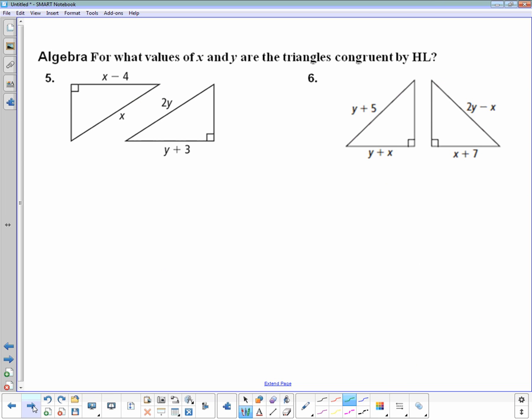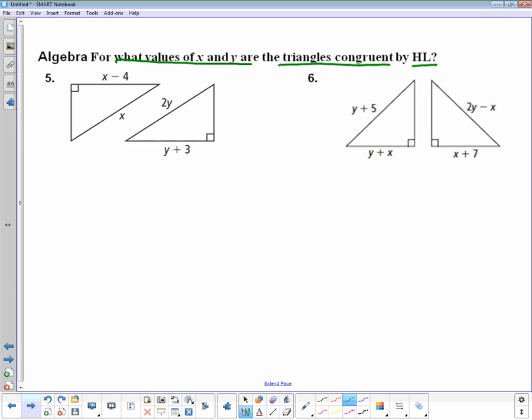All right. This kind of a problem is important. This kind of a thing will pop up on the next test. Please pay attention to these kinds of problems. All right. For what values of x and y are the triangles congruent by HL?